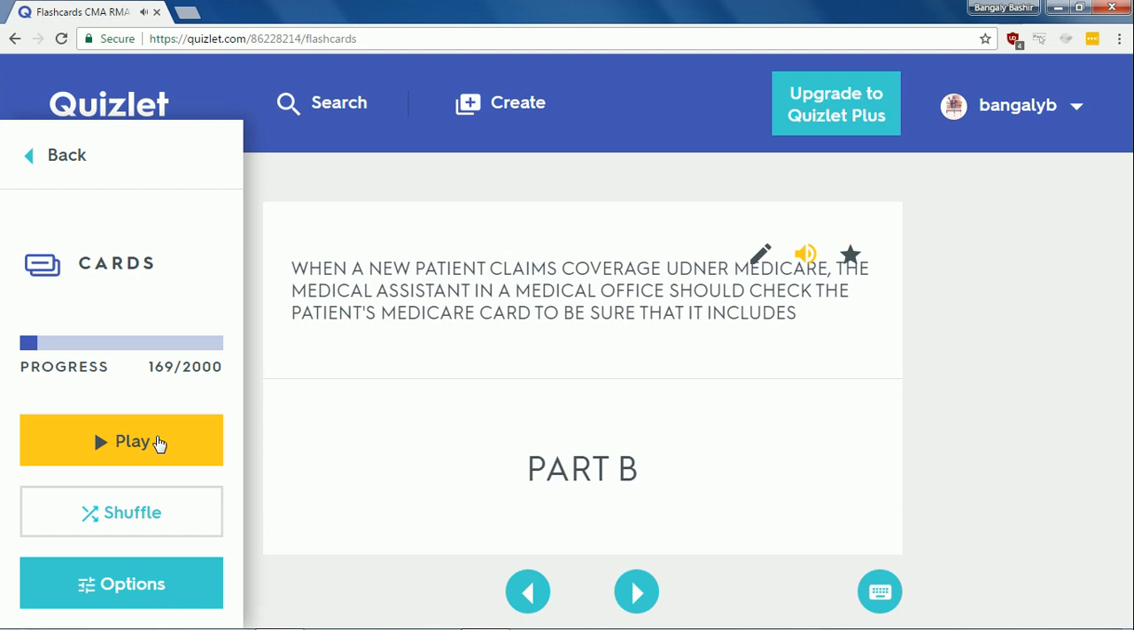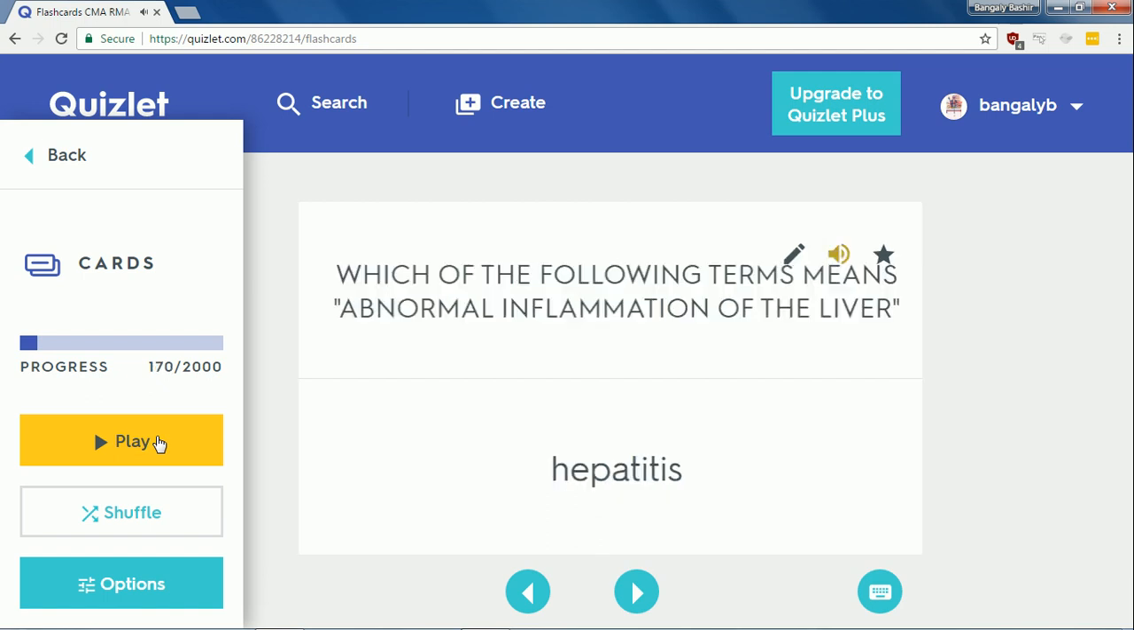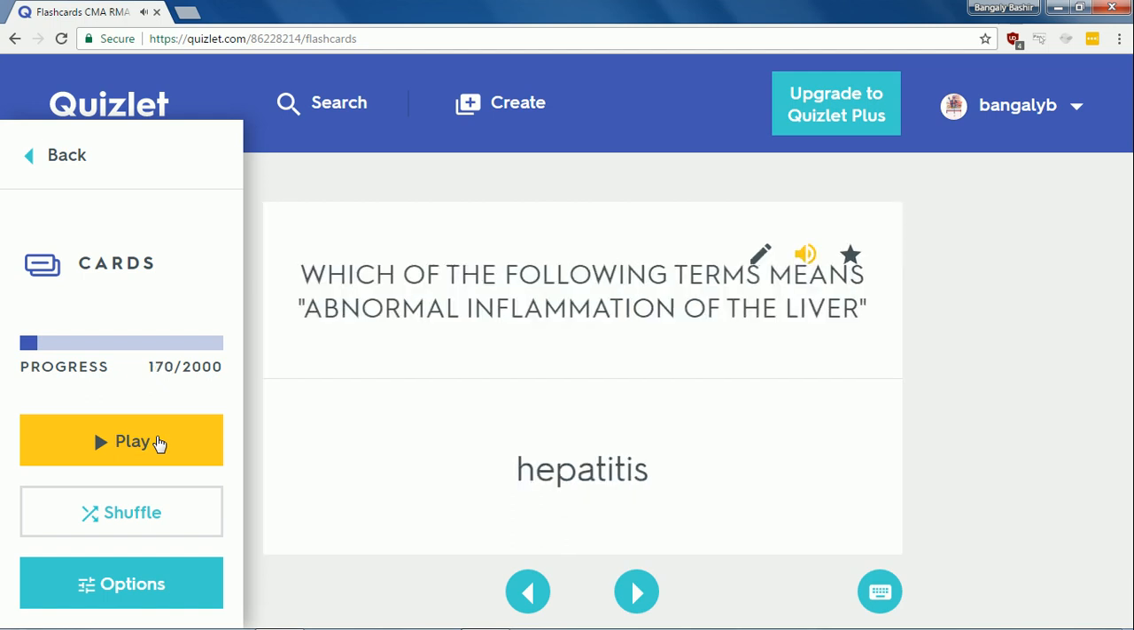When a new patient claims coverage under Medicare, the medical assistant in a medical office should check the patient's Medicare card to be sure that it includes Part B. Which of the following terms means abnormal inflammation of the liver? Hepatitis.